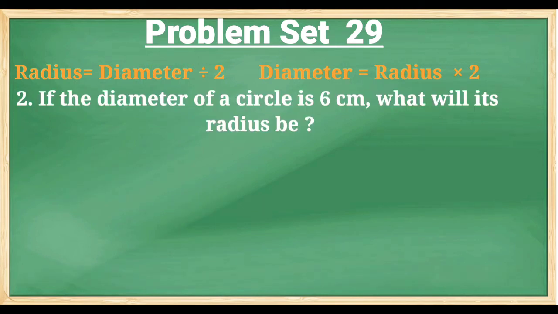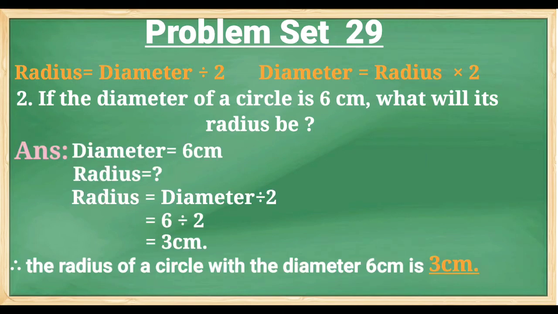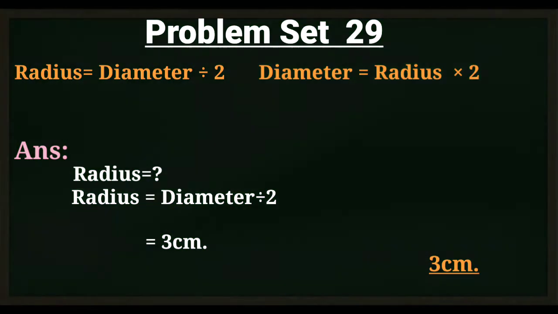Question 2. If the diameter of a circle is 6 centimeter, what will its radius be? From the given diameter of 6 centimeter, we are expected to find the radius. We know that the diameter is twice the radius, so the diameter will be divided by 2 to get the radius. So we get the radius to be 3 centimeter. Therefore, the radius of the circle with the diameter 6 centimeter is 3 centimeter.